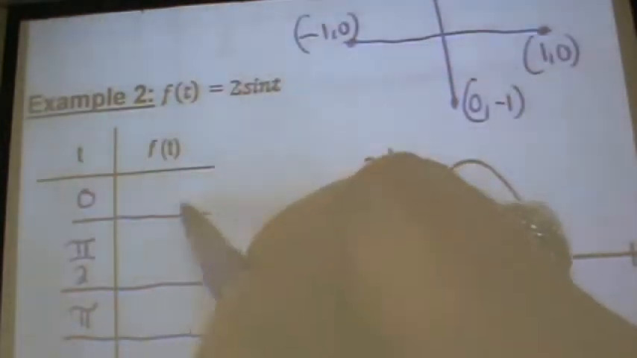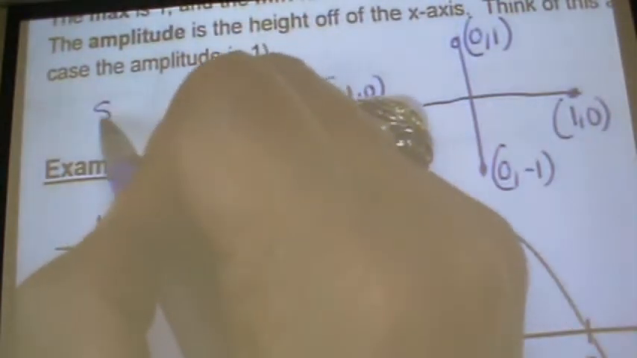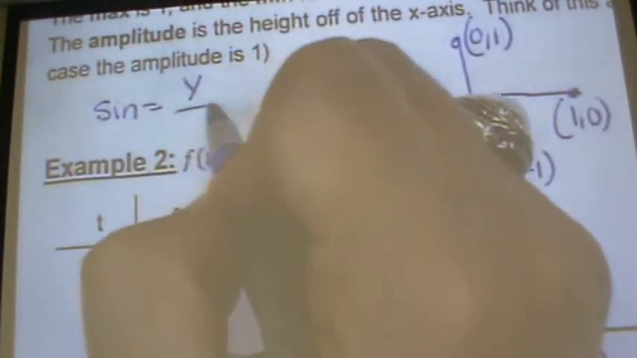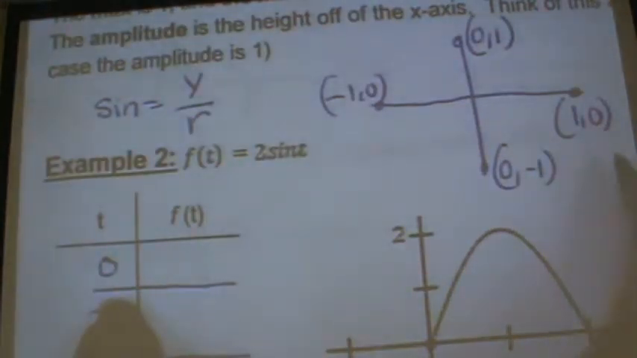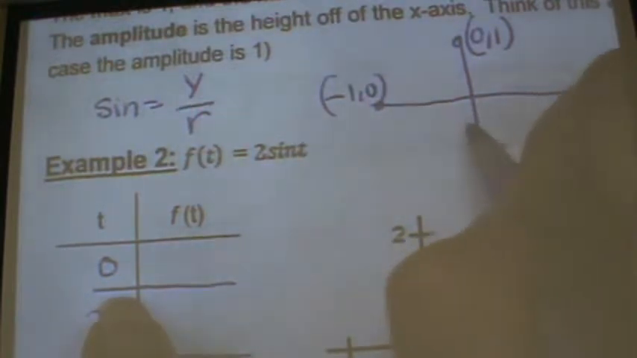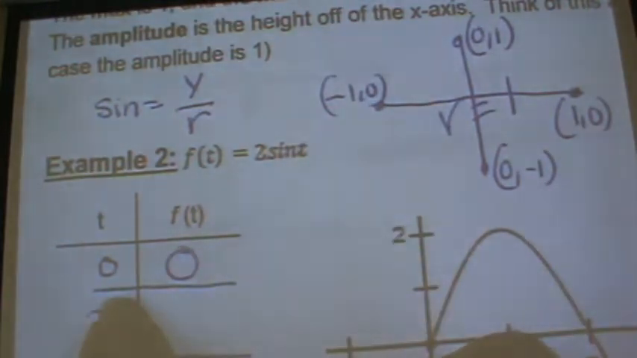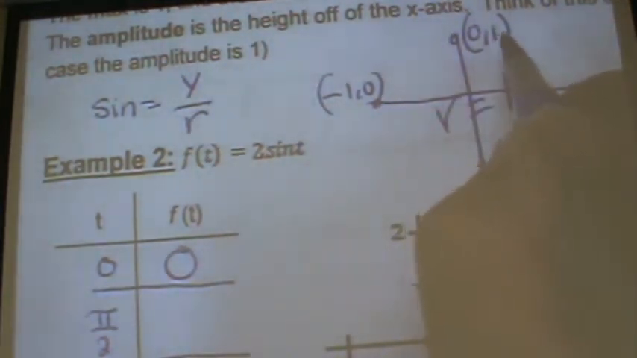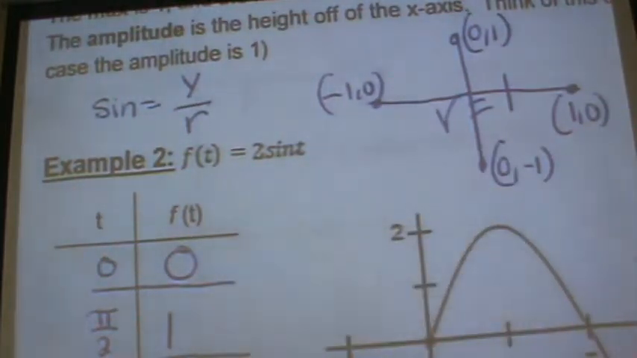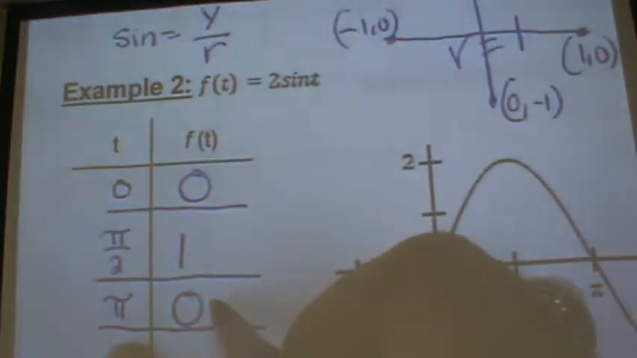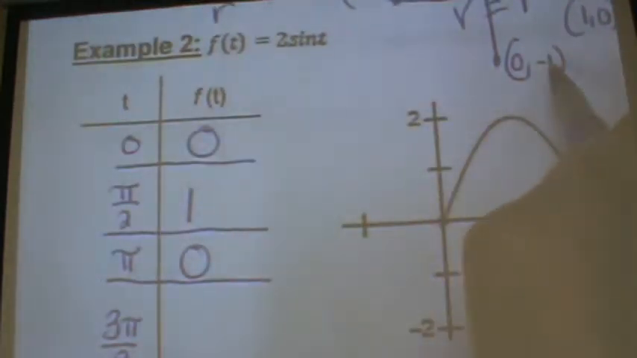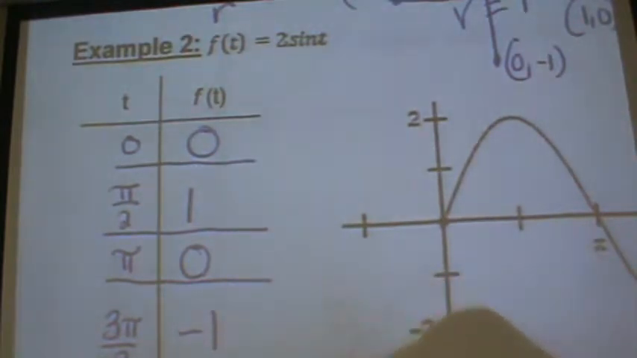So how do I get these y values? Well, sine, we said, is the y value over the r value. So at 0 degrees or 0 radians, we're going to talk radians, the y value is 0 and r is 1. So what's 0 over 1? 0. Then at pi over 2, what's the y value? 1. 1 over 1 is 1. At pi, what's the y value? 0. 3 pi over 2, what's the y value? -1 over 1 is -1. And back to 2 pi, you get 0.